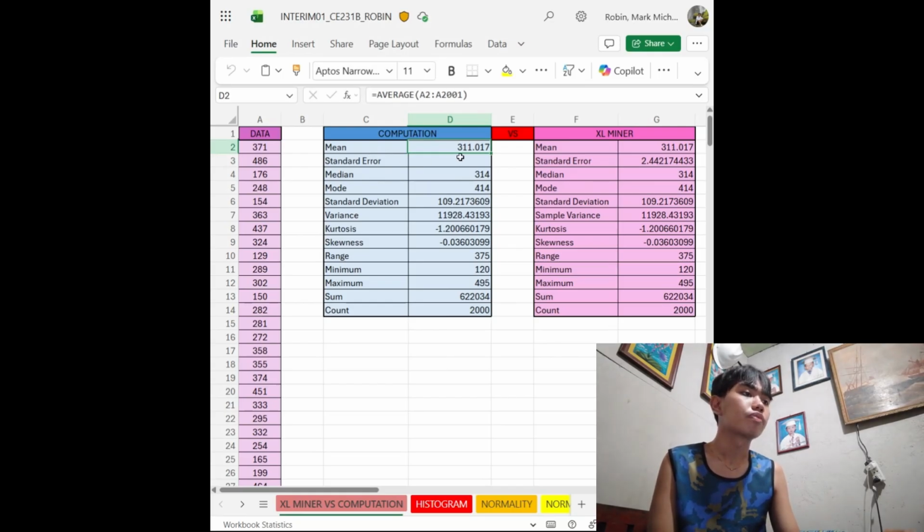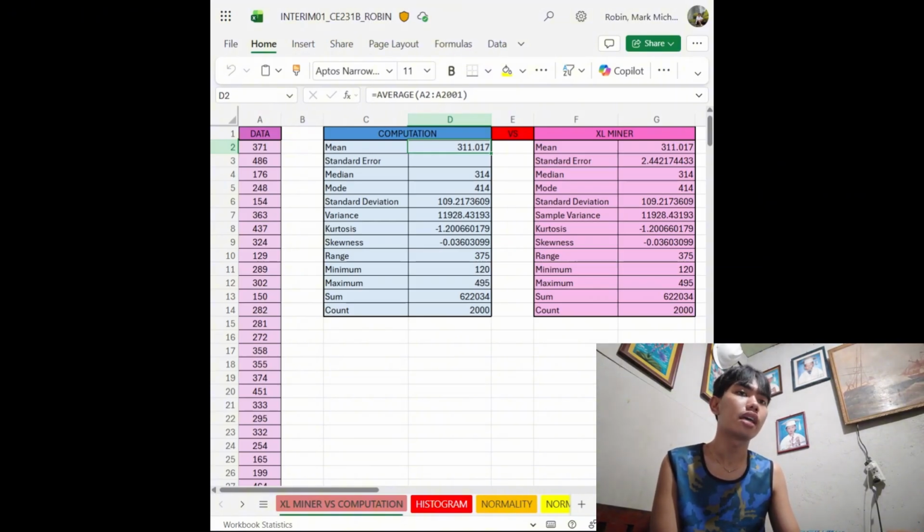On the Excel Minitab side, I used the Data Analysis ToolPak to generate a descriptive report for all 2,000 rows. Comparing the two columns, our mean is, like what I said earlier, 311.017, and the standard deviation is 109.21. Because the manual formulas and the software results match exactly, we have a clean foundation. This step is the engineering equivalent of calibrating your instrument before taking measurement. So you can see the comparison, they are almost the same. So I think we go to the histogram.